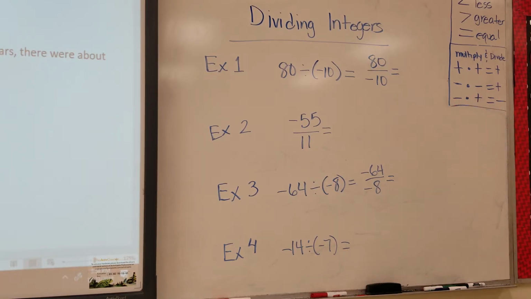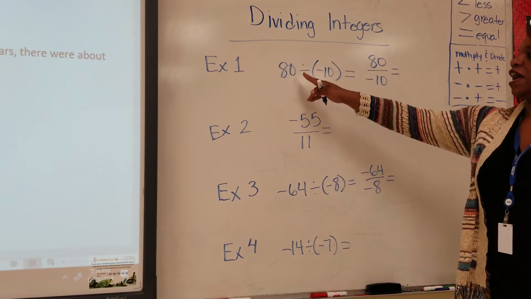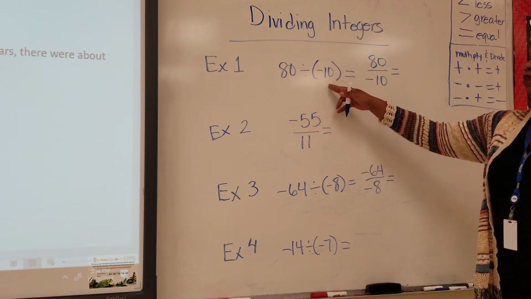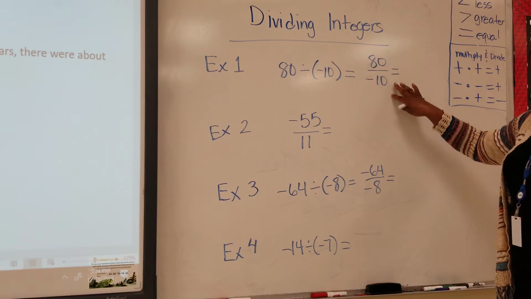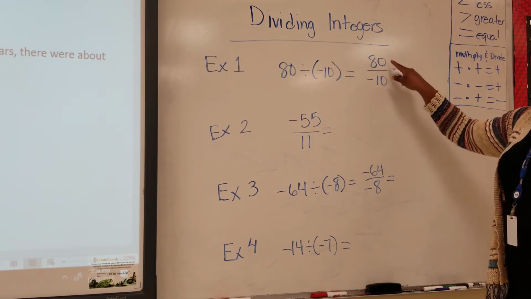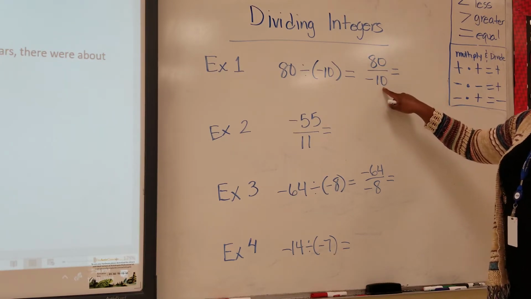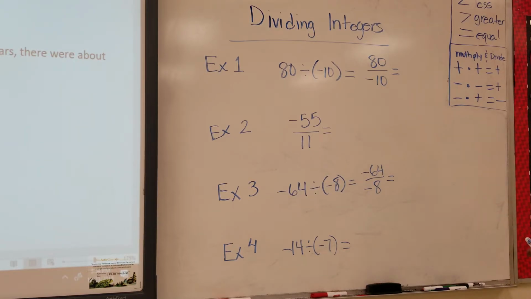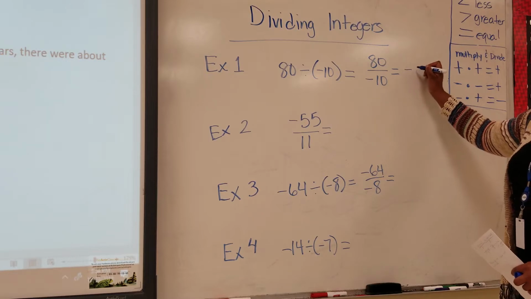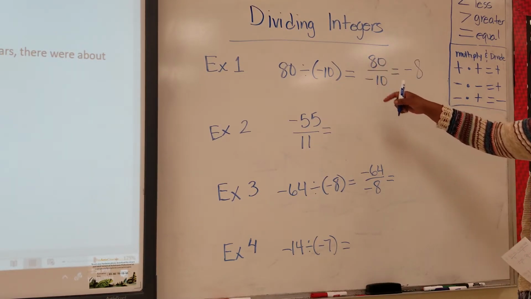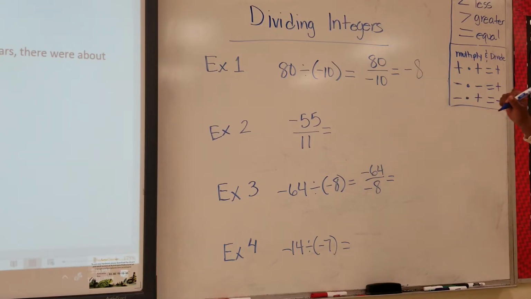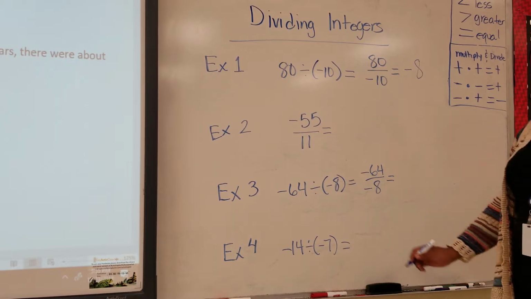So let's begin. Example number 1 says we have 80 divided by negative 10. Either when it's written like this or in this form, it still means the same thing. 80 divided by negative 10. So when you have 80 divided by negative 10, the answer will be negative 8. Why? Because a negative and a positive will still give us a negative. See? Negative, positive, negative.